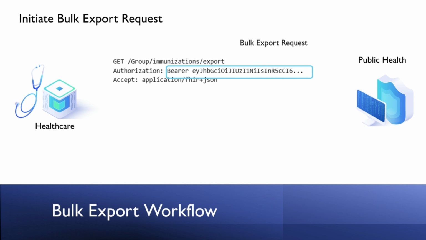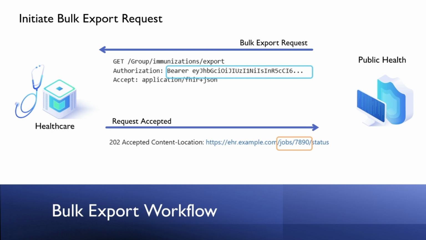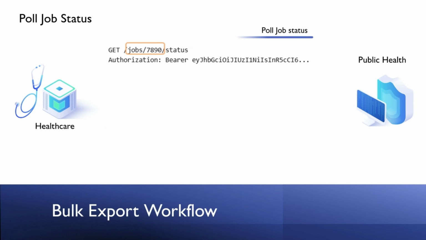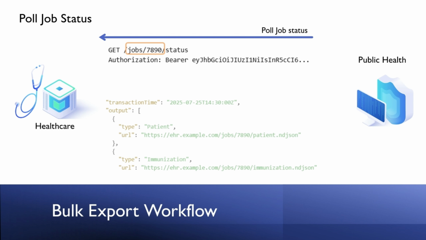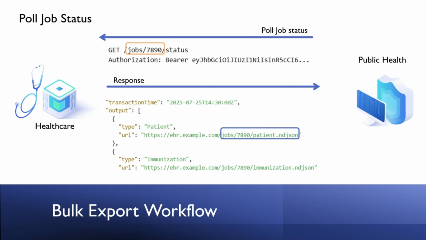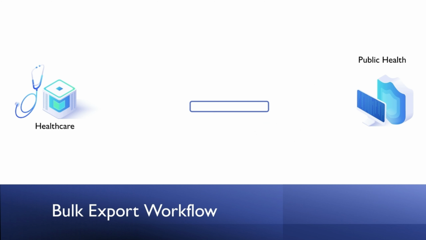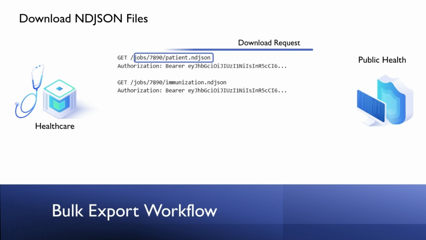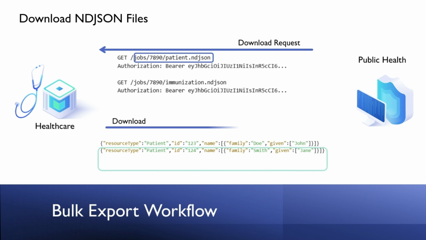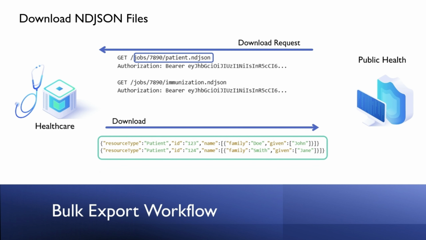Next, the client sends an export request, being sure to include the provided token. The server acknowledges the request and returns a content location URL to check on the job status. The client periodically polls the URL to check if the export job is complete. When ready, the server responds with download URLs for each ND-JSON file. The client downloads the files, which may include resources like patient, immunization, observation, and encounter. The files also include metadata such as record counts and timestamps for audit tracking.